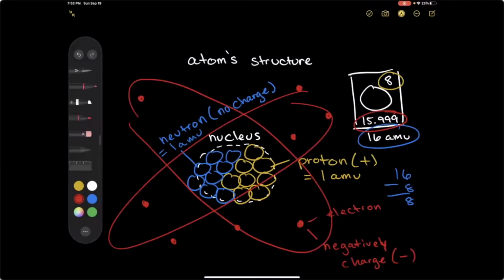Now, in a neutrally charged atom, you would have an equivalent number of electrons as protons, and this is the basic structure that you guys need to know.